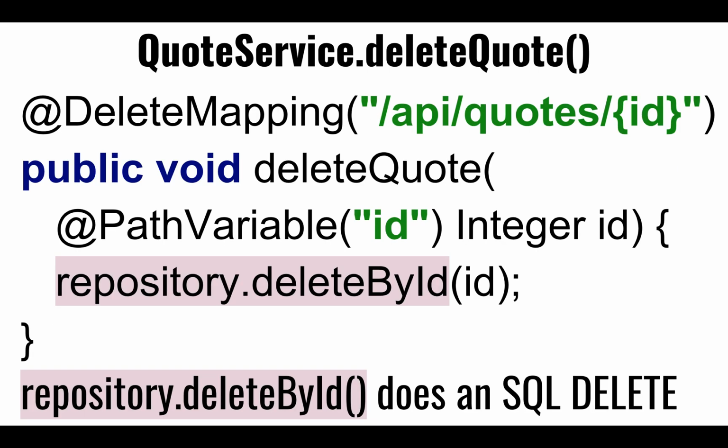And finally, we have delete quote. Again, mapped to a delete mapping that passes the ID of the record that we want to remove. We parse it from the path, and we map it to a local integer ID, and then we use the out-of-the-box delete by ID method on the repository to remove it from the database, and it's poof, it's gone.